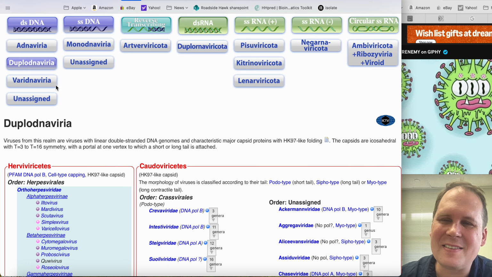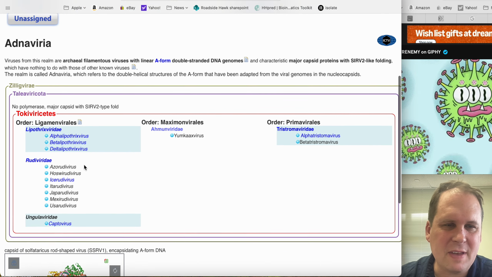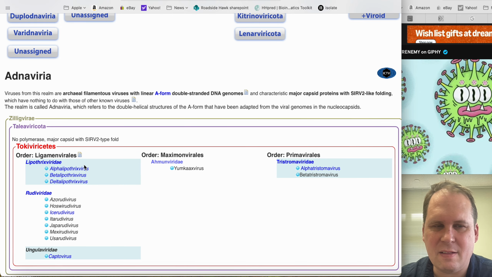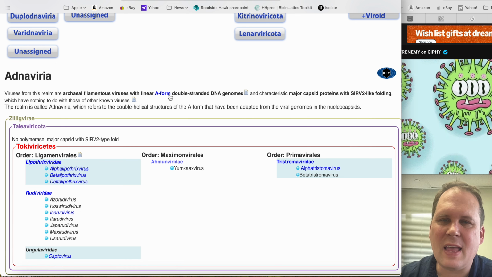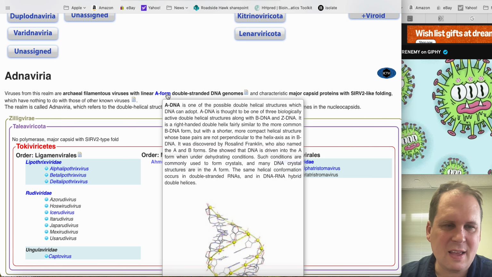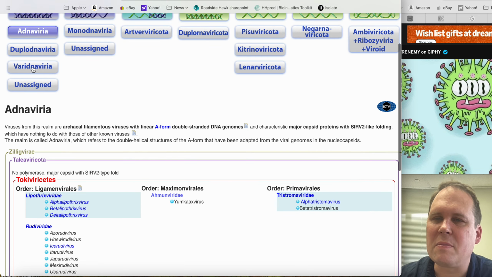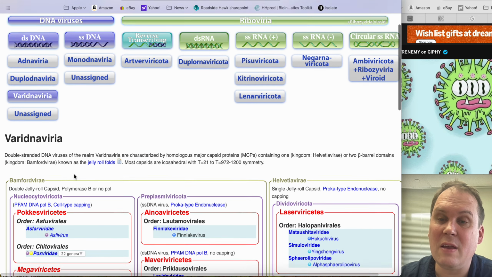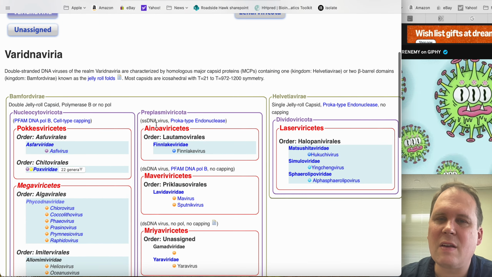Here are our Adenoviridae. These are the crazy ones that are going to infect those different extremophile archaeans. There we go. Archaeal filamentous viruses, and they're going to have that weird A-form DNA, so it's going to look like this. It's not B-form DNA and it's not Z-form DNA. And they're going to have characteristic major capsid proteins. Then if we go to some of the other groups down here, like Viridinaviria, these are some of the weirdos. These are going to have shared characteristics too.